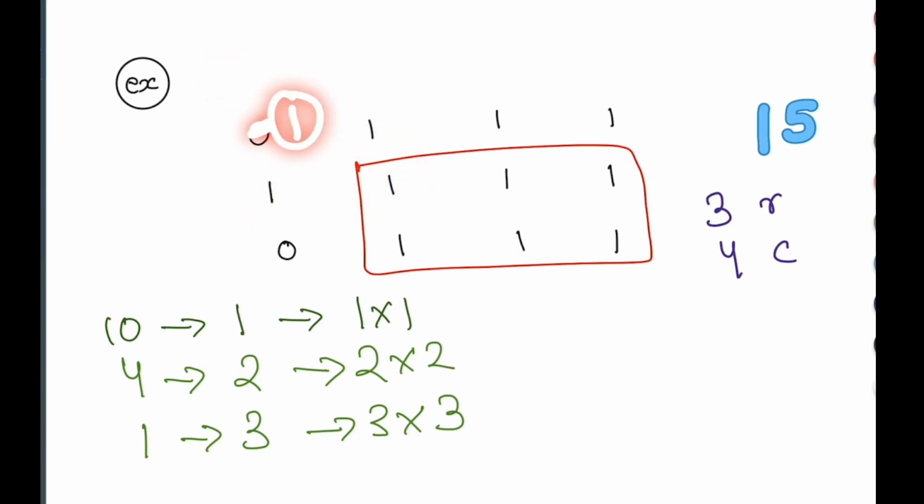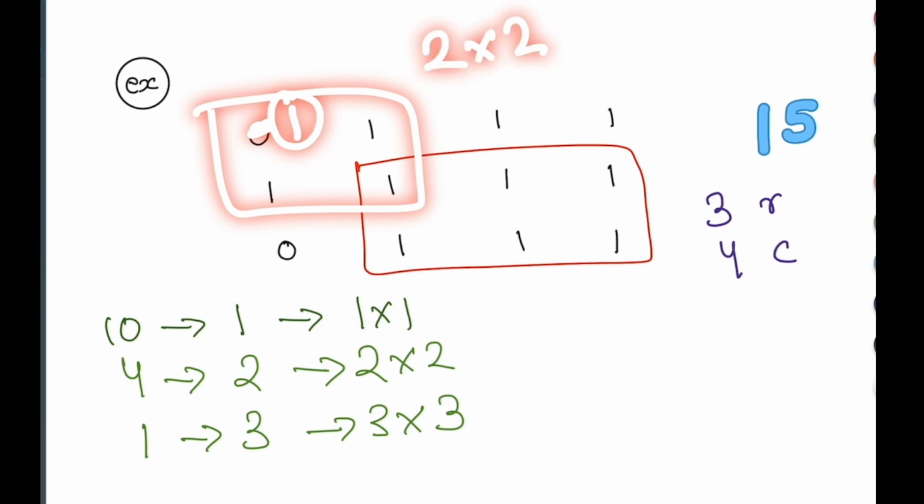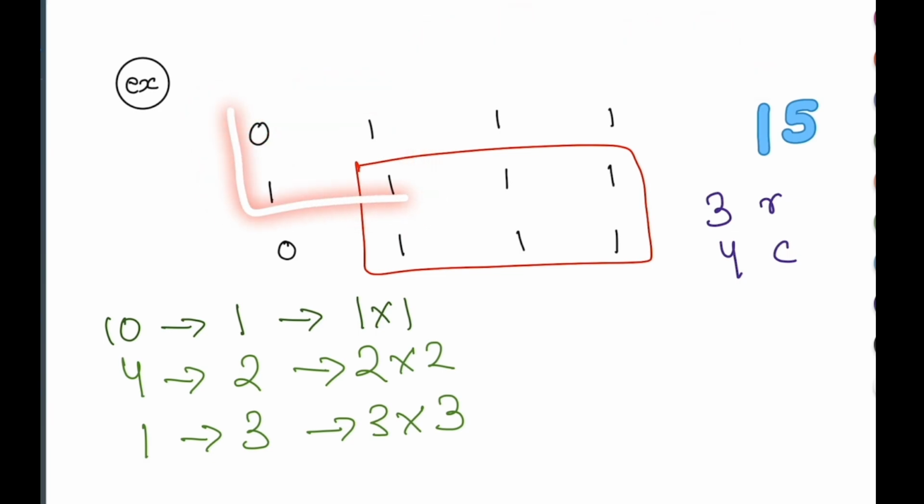If this would have been 1, then the size would have been 2 by 2, right? A square submatrix of 2 by 2. Now how can you find that this can be a 2 by 2 and not 3 by 3 or 4 by 4 or 5 by 5?